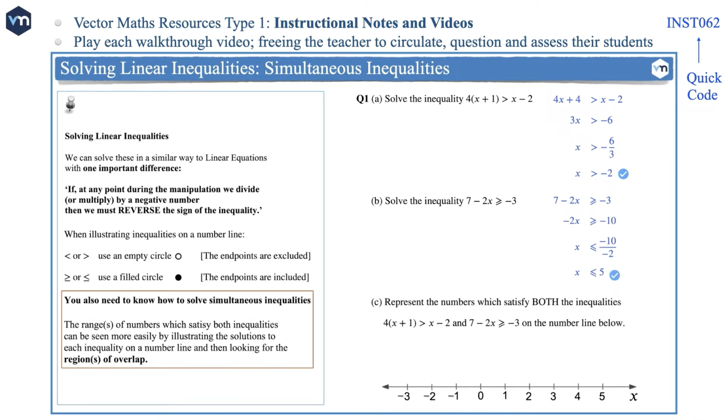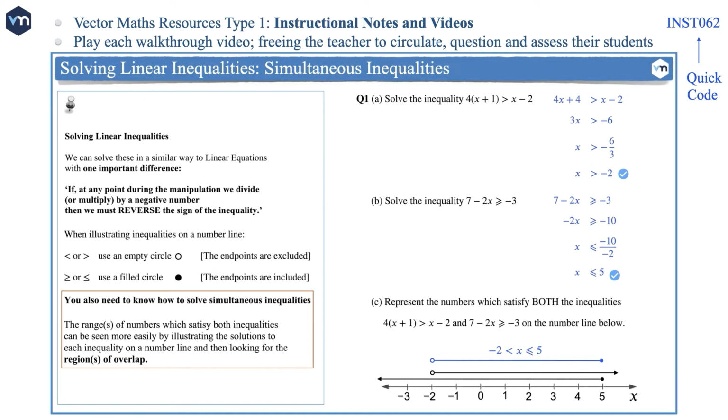Now in Part C, we need to represent the numbers which satisfy both of the inequalities on the number line. And we know that the solution to Part A was x is greater than negative 2. And this is illustrated with an empty circle at negative 2 and an arrow that points in the positive x direction. The other solution was x is less than or equal to 5, and this is represented by a filled circle at 5 and an arrow pointing towards the negative x direction.